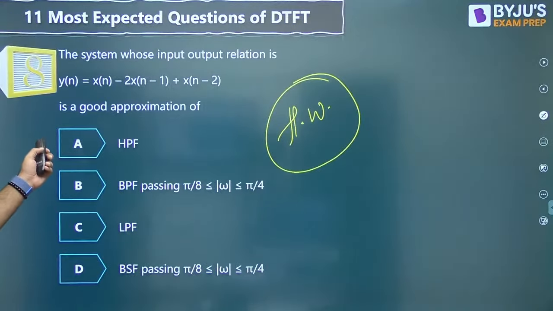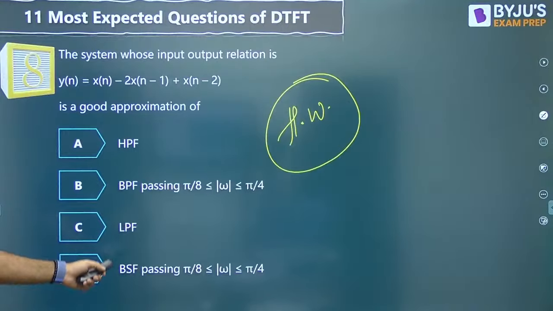I just tell you, this is question number 8 as homework. This given filter is an approximation of what?